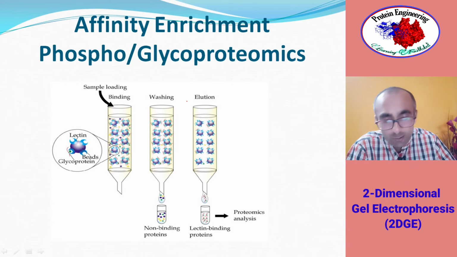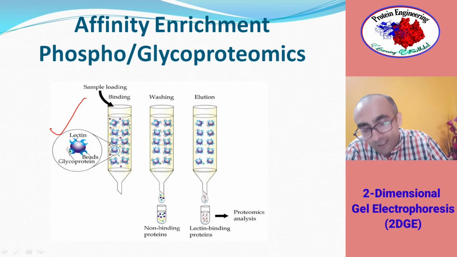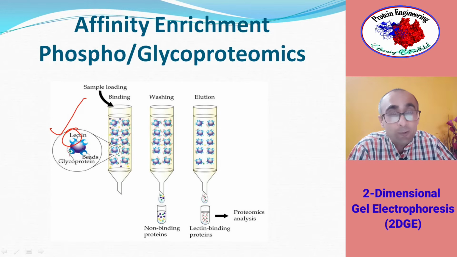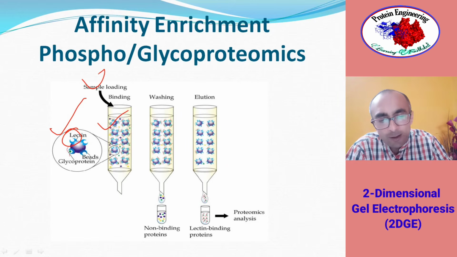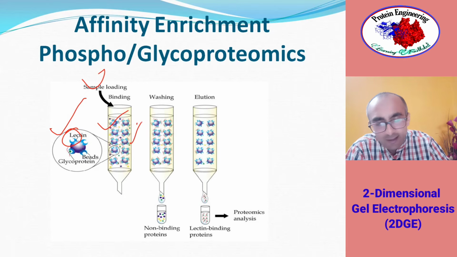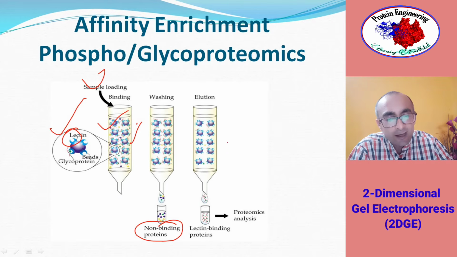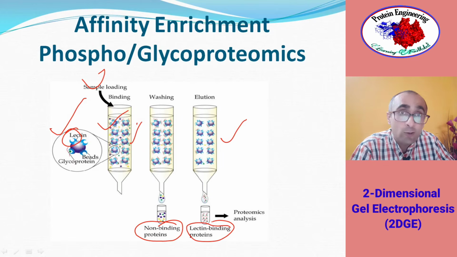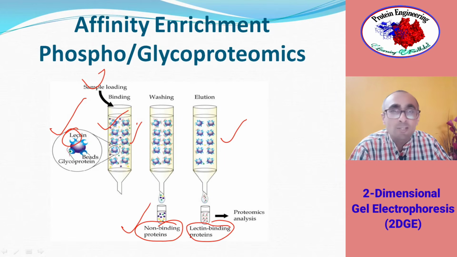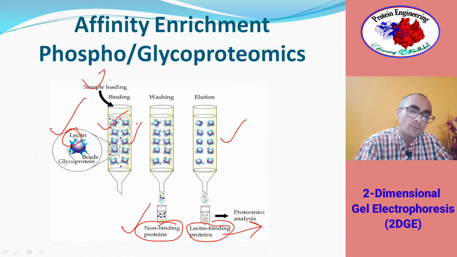That's called affinity enrichment, where the stationary phase of the chromatography column is made up of beads coated with lectin. Lectin is a protein which binds to glycoproteins. So you have a lectin immobilized in the stationary phase of this affinity column. When you load the sample on the top, all the glycoproteins will bind to the matrix, and the non-binding proteins will be eluted out unbound. Then those bound proteins are eluted using sugar concentration. So you have separated lectin binding proteins, which are essentially glycoproteins, and non-binding proteins which you are not interested in. So you can run the lectin binding proteins in 2DGE to perform glycoproteomics.